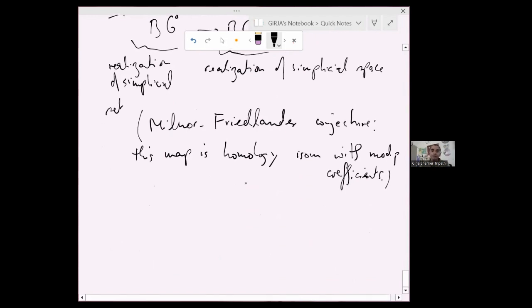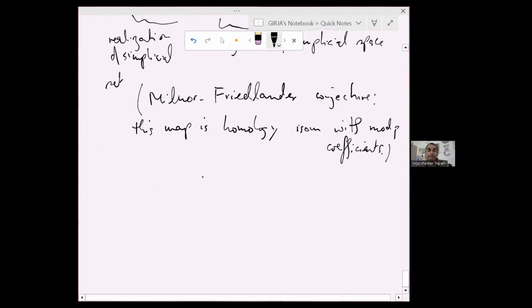Okay, good. Let's see how far I go today. How much time can I take? Maybe 20 minutes more. Okay, thanks. At least I would like to finish this part, and then maybe next time we just apply this.